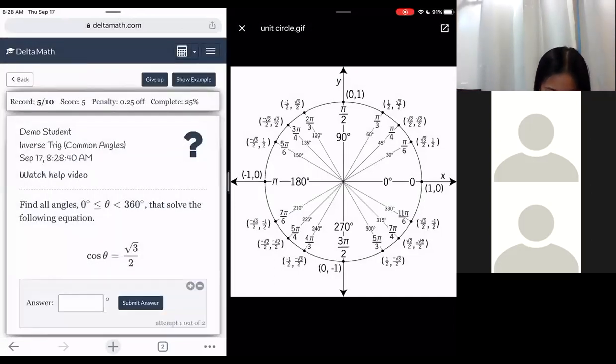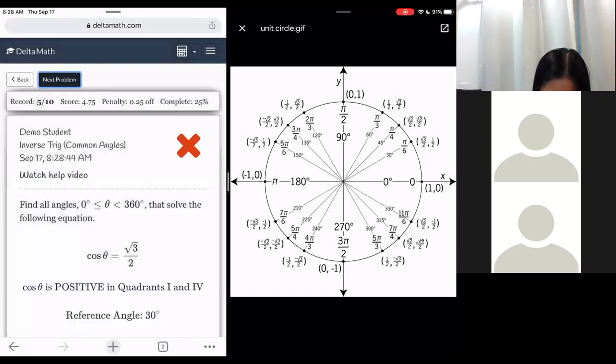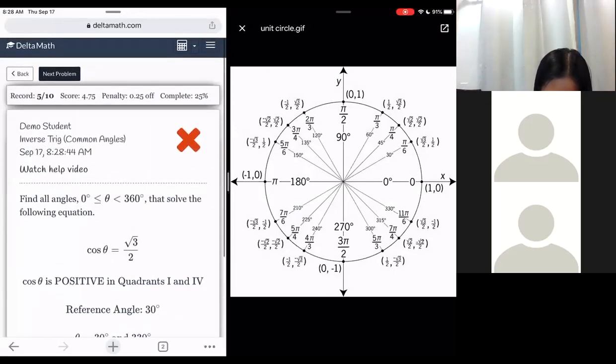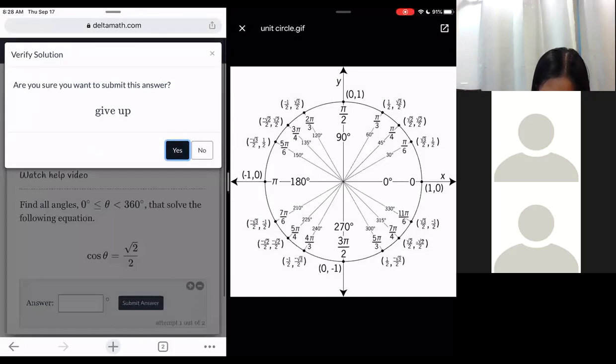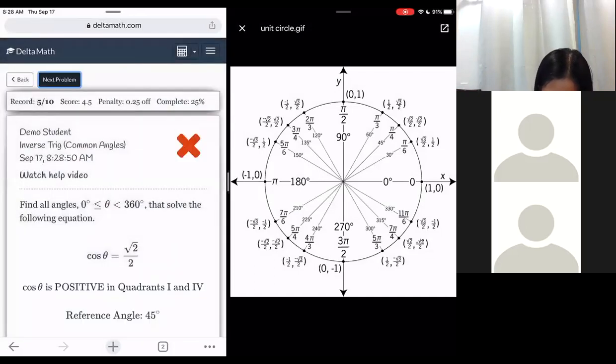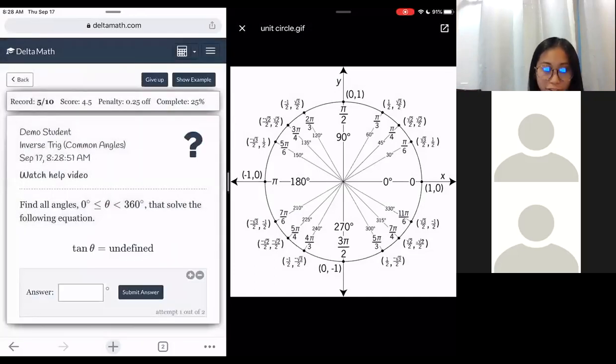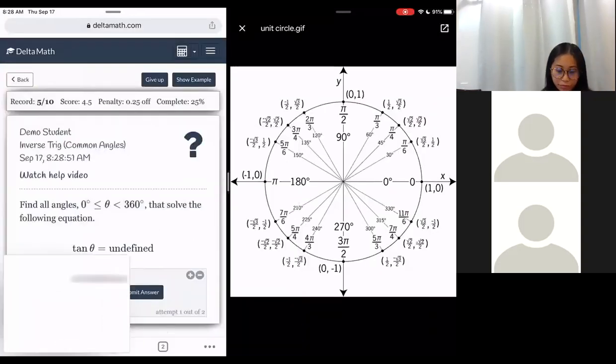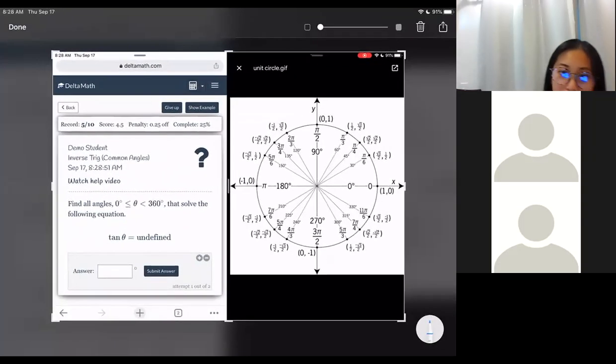Let me give you another tangent one because tangents are the hard ones. I'm just going to keep giving up until I get a tangent. Cool, okay, tangent's undefined. So remember that tangent is the y over x. So that means our undefined is the y over x. Okay, so any questions on that so far?